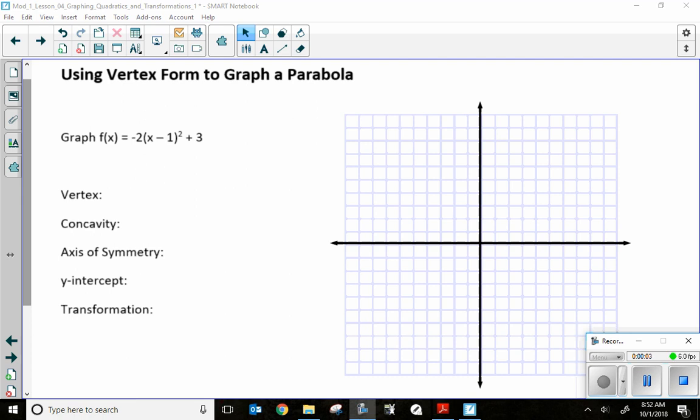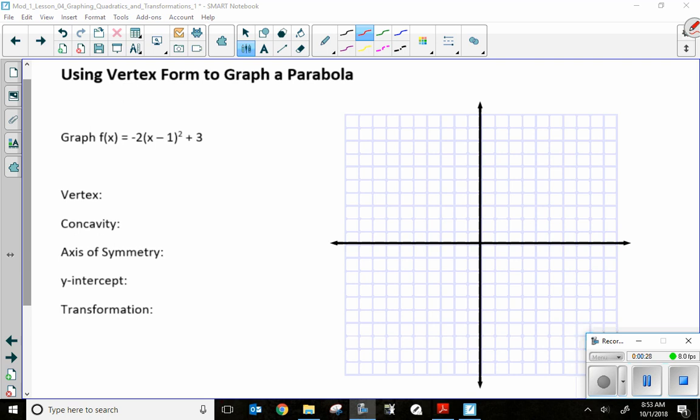Right, welcome to Unit 1, Lesson 4. This is the second video, and hopefully we're going to finish this. We continue where we left off, using the vertex form of a quadratic to graph a parabola. If you want to, pause this now, do this work, then hit play and see if you got it right, because I think some of you are really starting to get this.